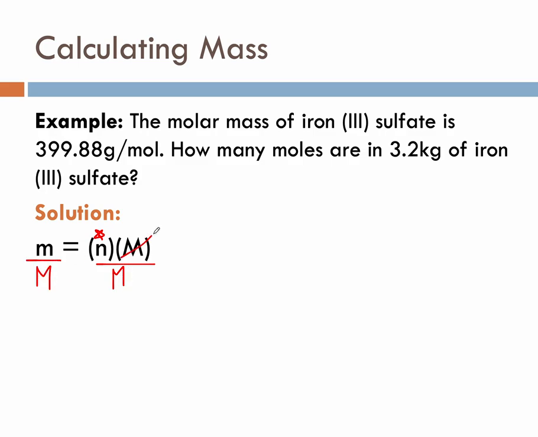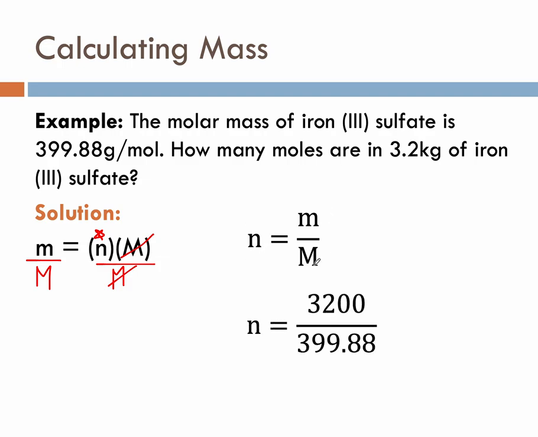That will cancel the molar mass over here and leave me with n on its own. And then I'll just write that forward and prettier. So here it is. So little n, the number of moles, is mass over molar mass. It's all rearranged, so I'm good to plug in my numbers. The mass was 3,200 grams, and the molar mass, 399.88 grams per mole. Do that division on your calculator, and we'll get a number close to around 8.